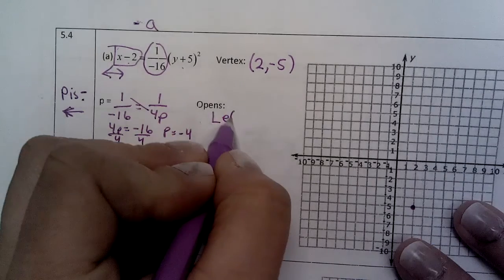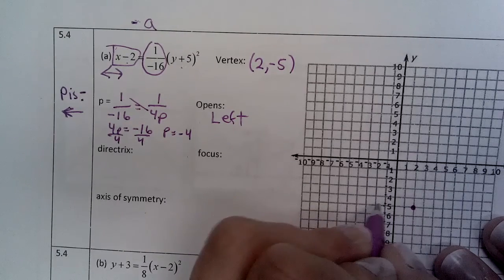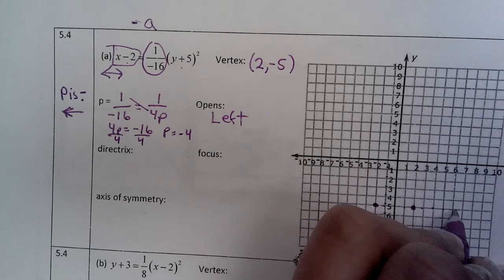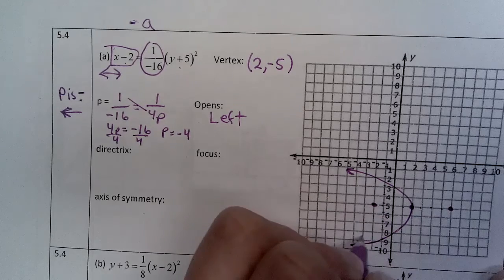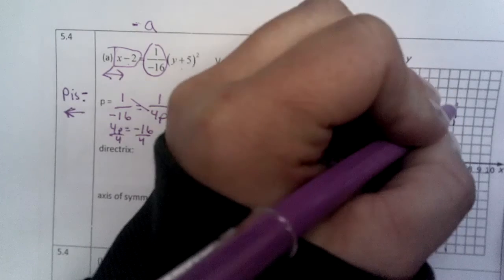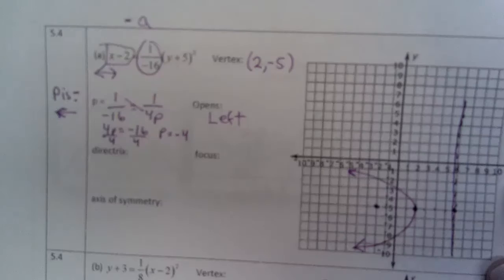So that means it opens left. Okay, and if our p is 4, I know that my focus is 4 inside my parabola and my directrix is 4 behind my parabola. So I know my parabola opens something like that. And I can just draw that directrix right there.